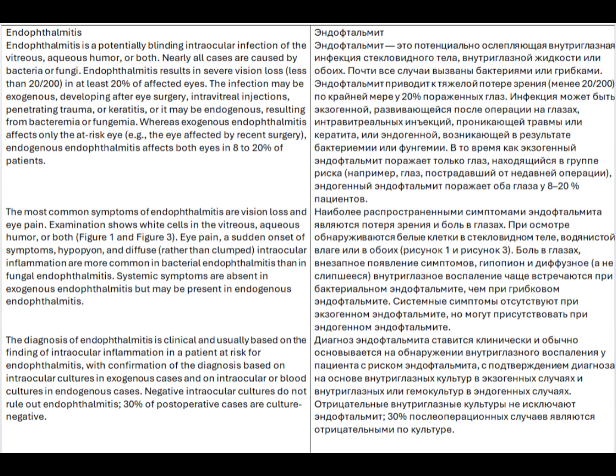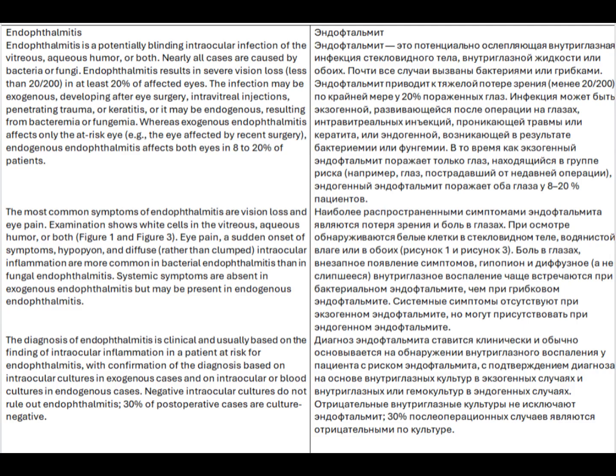Endophthalmitis. Endophthalmitis is a potentially blinding intraocular infection of the vitreous, aqueous humor, or both. Nearly all cases are caused by bacteria or fungi. Endophthalmitis results in severe vision loss, less than 20/200, in at least 20% of affected eyes.